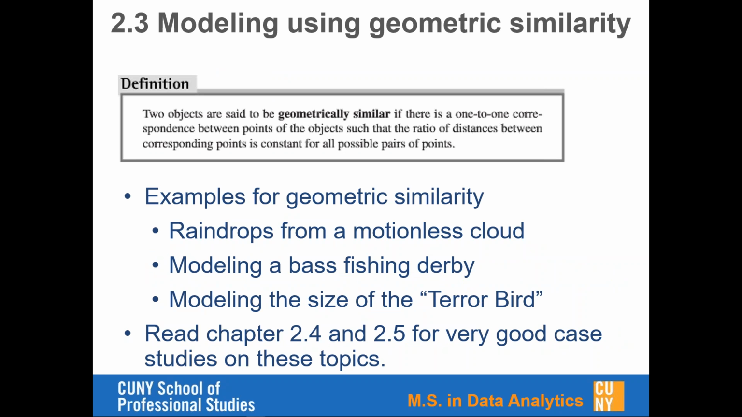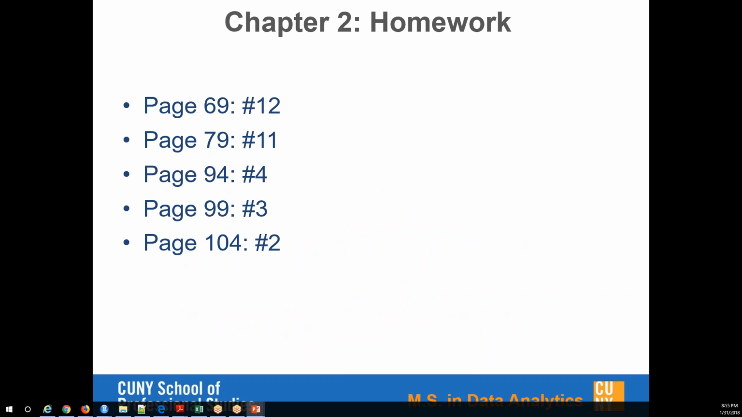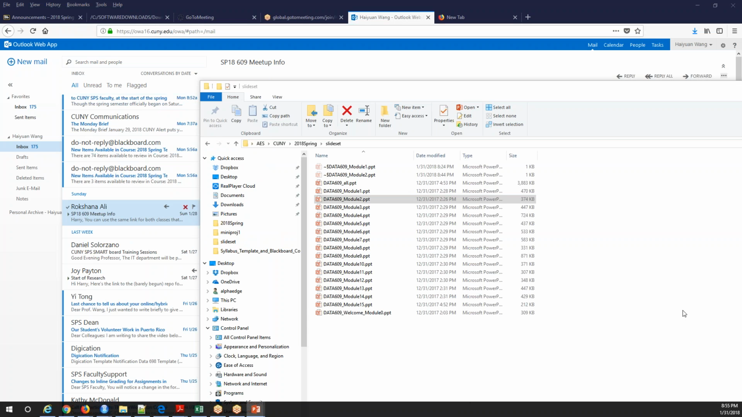In the example, as I mentioned, geometric similarity would be something in chapters 2.4 and 2.5. You should definitely read them. They give you a high level of these applications. And then this is the list of homework for next week. You can pick 2 of them from this list and combine with the module 1, 2 homework, and submit homework 1 by the end of next week. That's pretty much our plan in terms of contents.